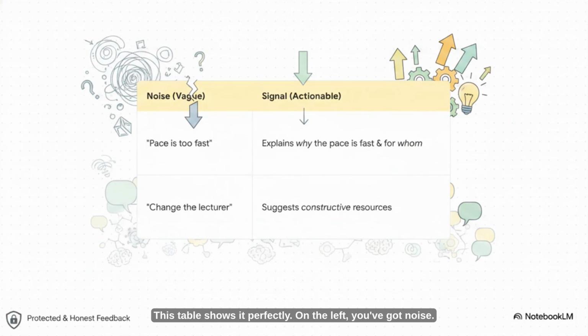This table shows it perfectly. On the left, you've got noise. A comment like "the pace is too fast" is just too vague. But look at the signal on the right. It explains why the pace is an issue and for who. Now that's specific and something a lecturer can work with. Same thing with the second example. "Change the lecturer" is just noise, but suggesting more resources, that's a clear signal that can lead to real improvement.